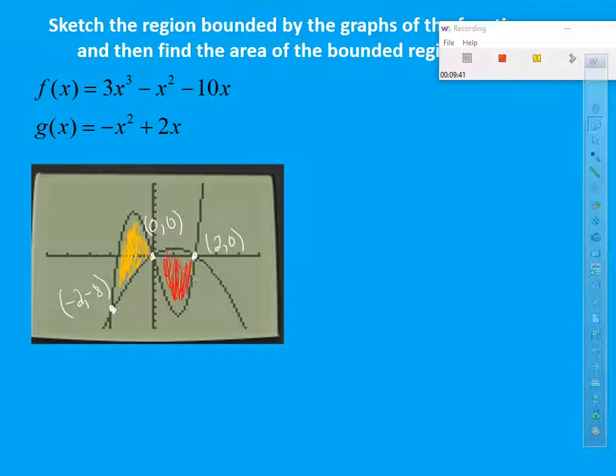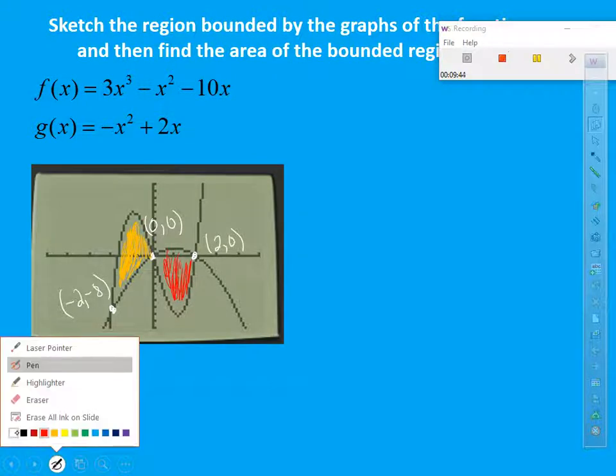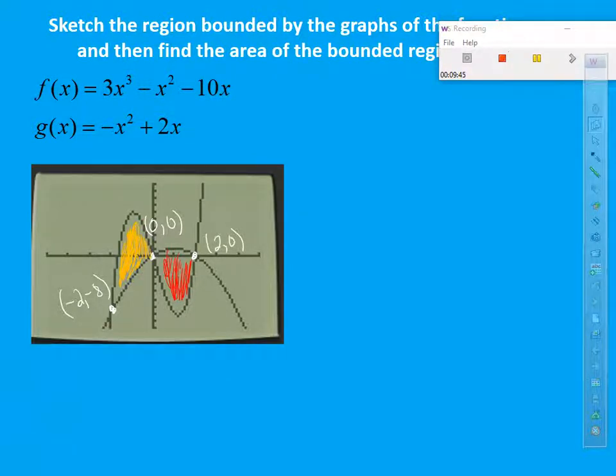So this one gets a little tougher than the front 2 that we've had. Notice that we're going to have 2 boundaries this time, guys. Notice that the point of intersection was here at -2, -8. Another point of intersection at 0, 0. Another point of intersection at the point 2, 0.